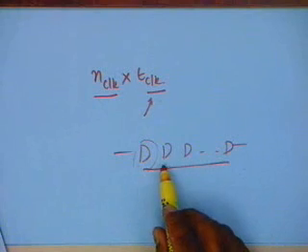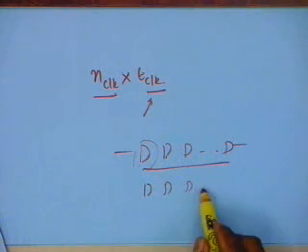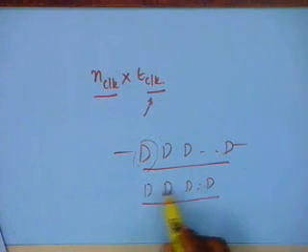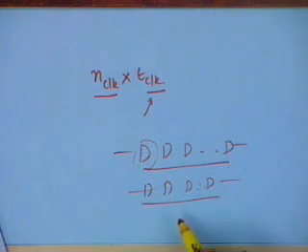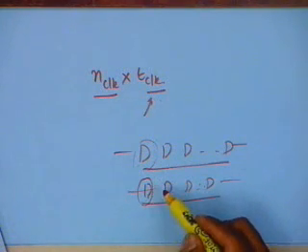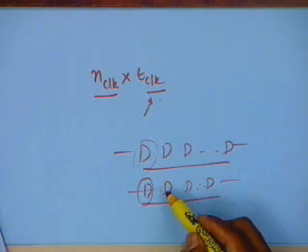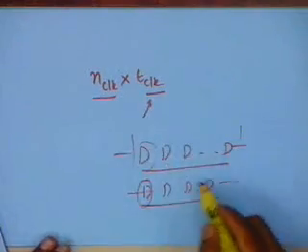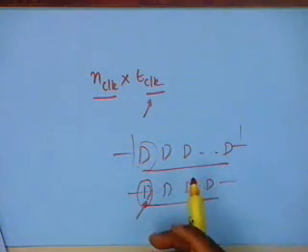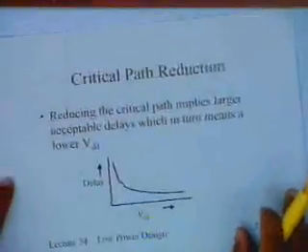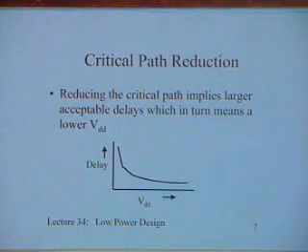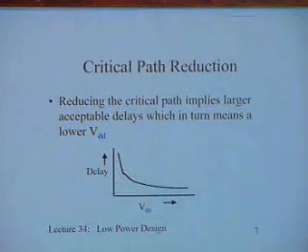But if I reduce the logic to 8 gates rather than 10 gates, if I have only 8 gates in my critical path, I reduce it by 2, then for the same T clock I can afford to have a larger delay on each of the gates to meet the same time. And how can I have a larger delay? I can have a larger delay by lowering VDD, since as the VDD increases, the delay decreases.